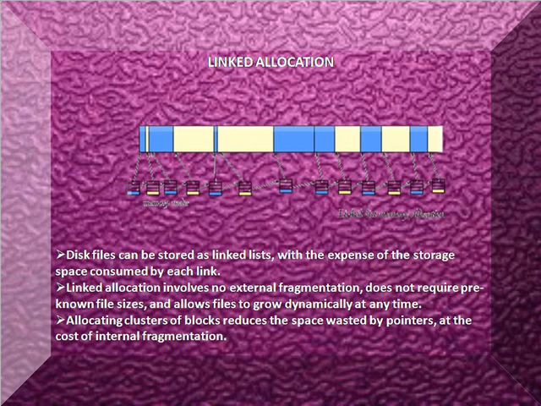Linked allocation. Disk files can be stored as a linked list, with the expense of the storage space consumed by each link. Linked allocation involves no external fragmentation, does not require knowing the file size in advance, and allows files to grow dynamically at any time. Allocating clusters of blocks reduces the space wasted by pointers, at the cost of internal fragmentation.